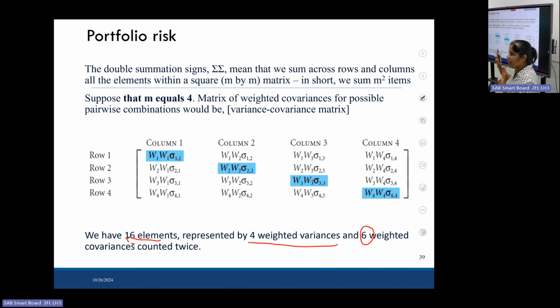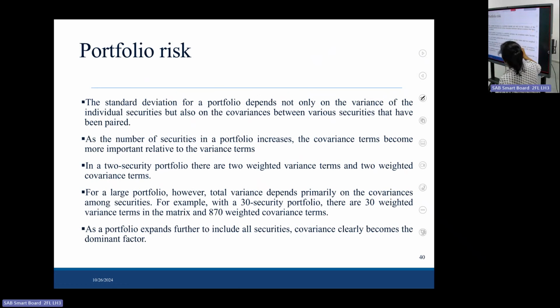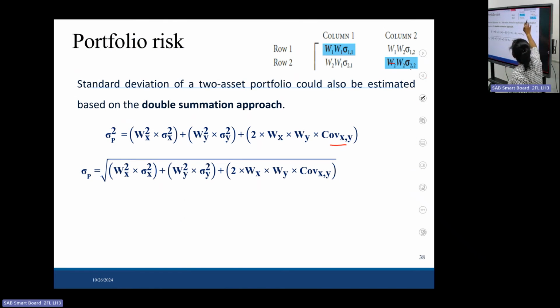In your portfolio if you have 4 stocks, just think about it. If your portfolio has 30 securities, your matrix has 870 weighted covariances. Likewise, you can expand this double summation formula for any number. There are softwares developed based on these fundamentals. But here we discuss only the 2 asset case.